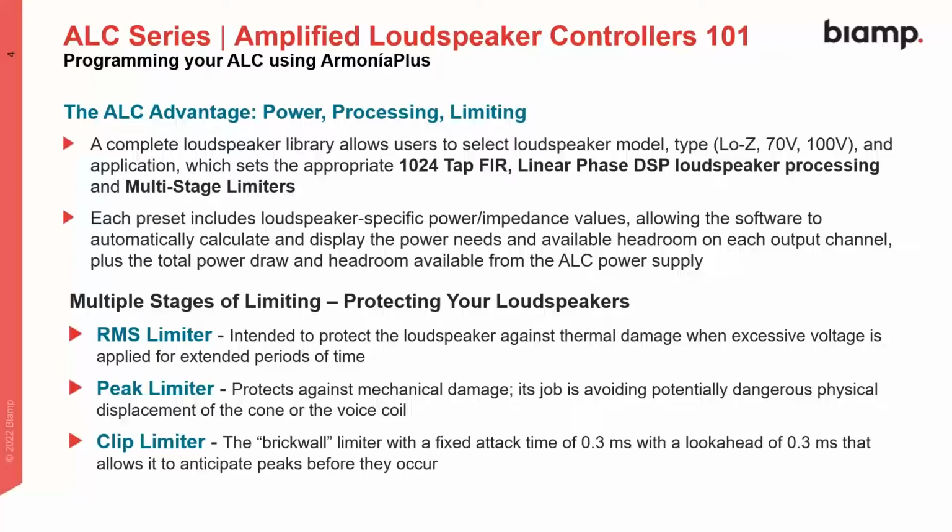Each preset includes loudspeaker specific power impedance values. So the software will automatically calculate and display power needs, all your available headroom on each output channel, plus the total power draw and headroom available from the power supply. Again, all this gets loaded when you load a speaker preset. Your multiple stages of limiting, your RMS, your peak, and your clip limiters. So that's really the advantage of using ALC. We're using all the processing power for the FIR processing, and obviously the power to power the loudspeakers.